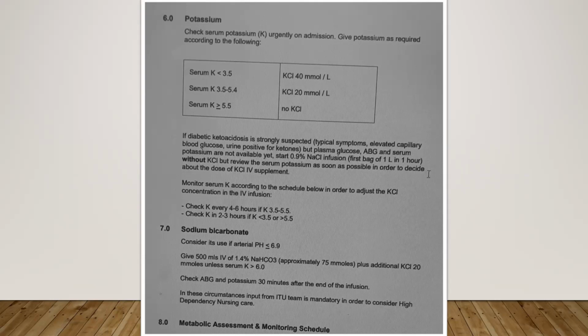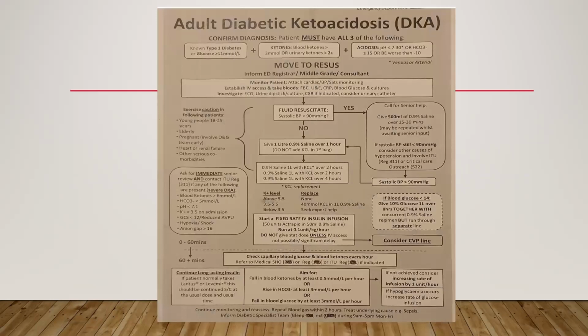So if our potassium is within the normal range, we can just check every 6 hours, but if the potassium is abnormal, either low or high, we're going to check more frequently, like every 2 hours. So sodium bicarbonate, please forget about that. It should be in ITU and at senior levels, so I'm not going to discuss it. So that's all. This is all about the management of DKA, and these are just different hospital protocols.